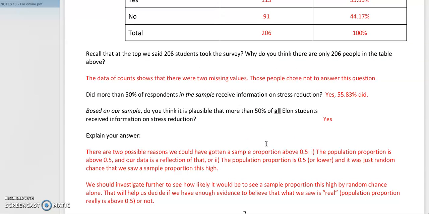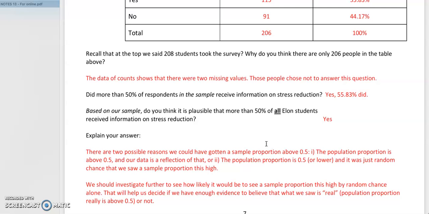But just like we've been going through with some other problems, there's 2 possible reasons that we could see a result like this. One reason is that the population proportion is really above 0.5, and our data is a reflection of that.